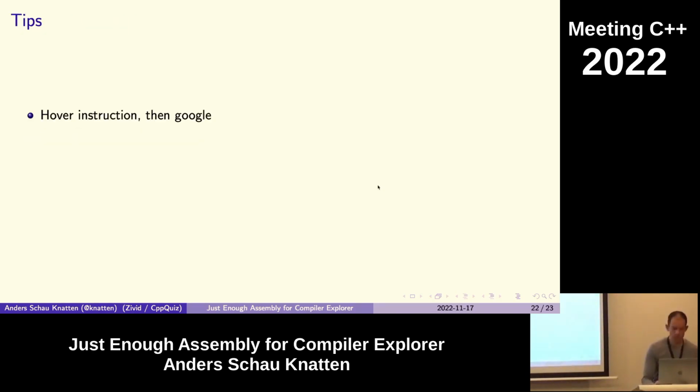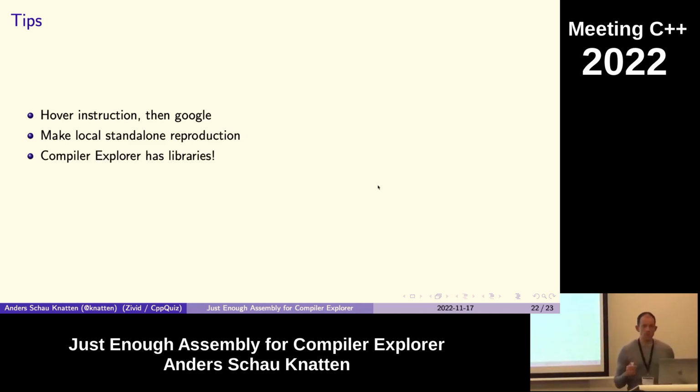Then you can Google stuff, of course. It helps to make a local reproduction that's as simple as possible. So your IDE probably can help you to inline some stuff, or you can copy and paste and delete things until you have a standalone reproduction. Compiler Explorer also has libraries. So if you want to use Boost or FMTlib or Eigen or whatnot, then you can just add those, and you have them available in Compiler Explorer.